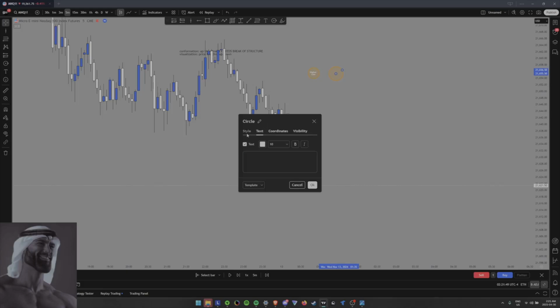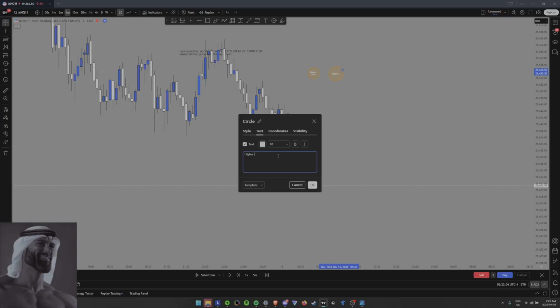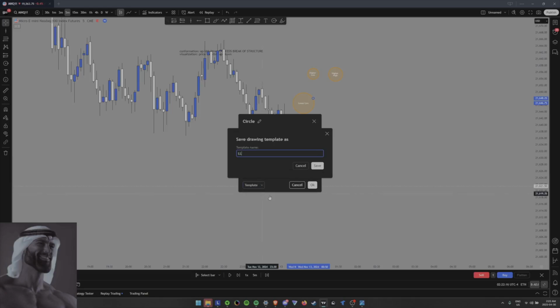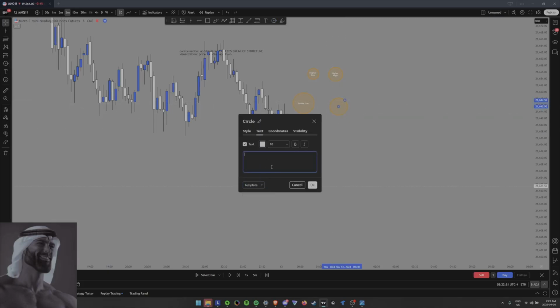Let's color code it a bit too. Why not? I don't even know how to color code these, to be honest. Forget it, I'm not going to do that. Higher, high. Higher, high. This is lower, low. This is a lower.